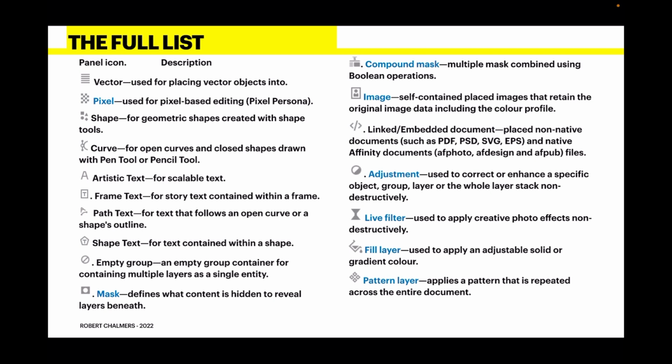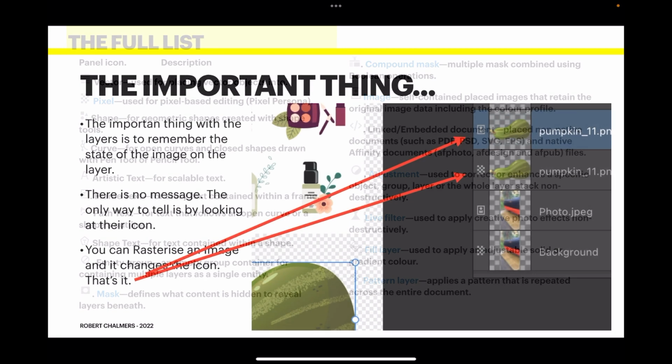Linked embedded documents, adjustment layer, a live filter layer, a fill layer, and a pattern layer. They're worth looking up and experimenting with, and that's what I'd encourage you to do, to experiment with each of these layers. Just create a layer and put a live filter on the layer and see what happens. Put a fill layer in and see what happens. That's the best way of working it out, and also an excellent way to learn.